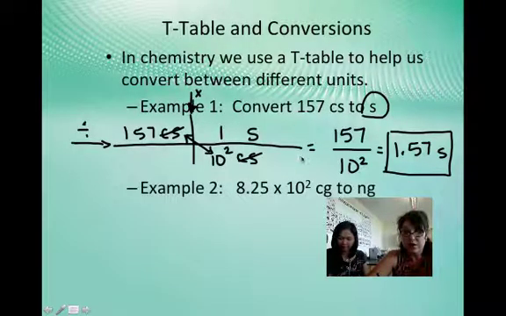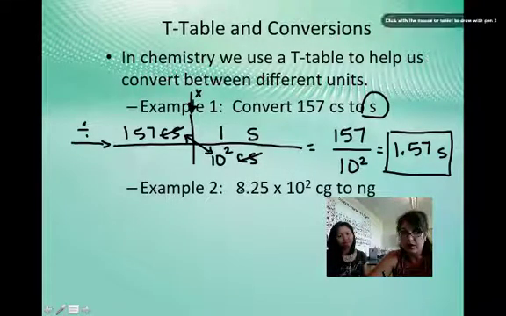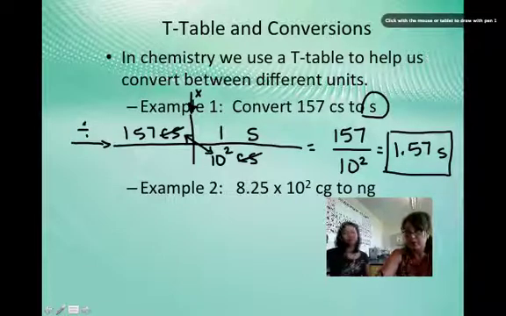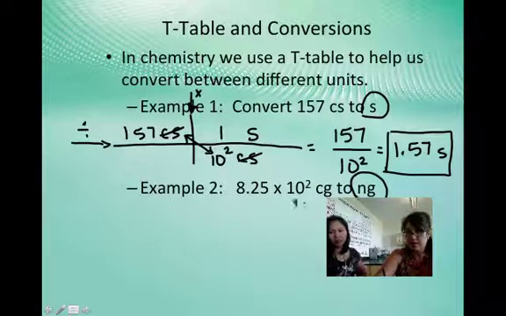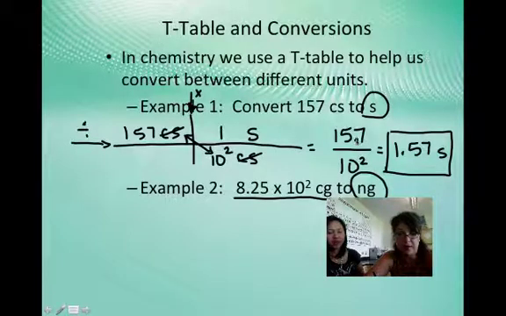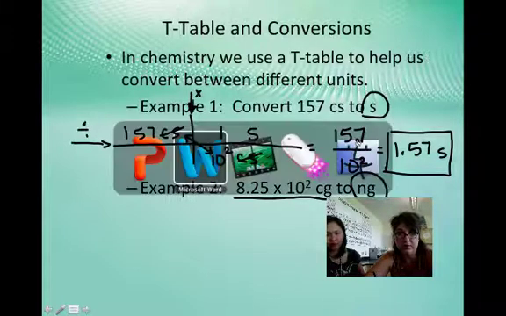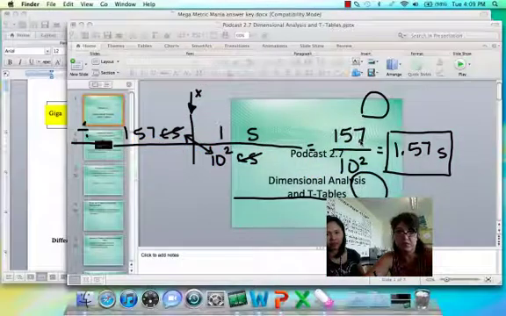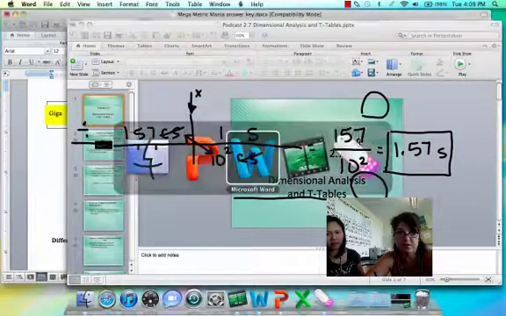Let's try another one because that was our first time. And I want to be sure that every time we do a T-table, we always use the base unit. So we're going to nanograms. We're starting with centigrams. So before I scribble all over everything here to solve this, let's look at the steps. Let's put King Henry. All right. Let's go to the staircase.